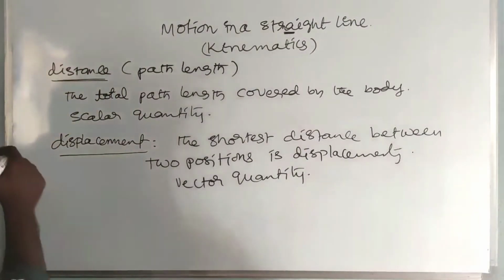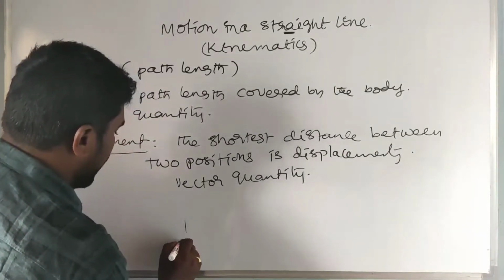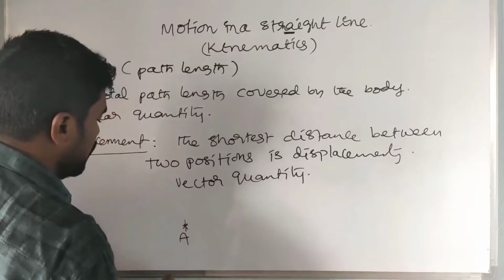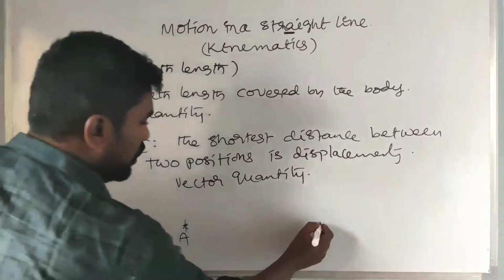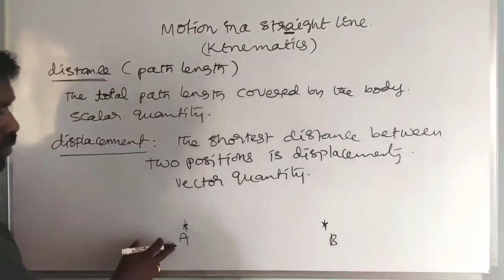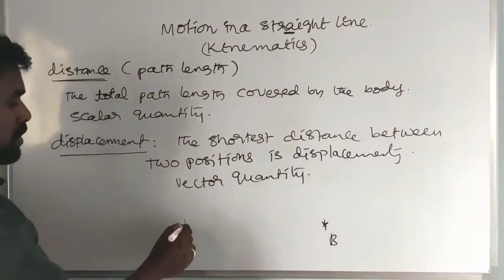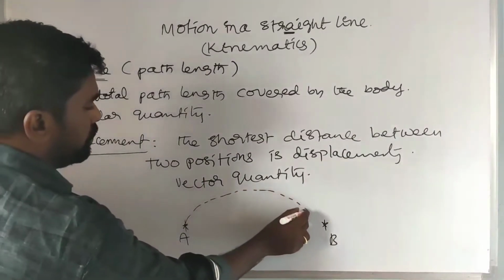For example, here there is a body at point A and it needs to move to point B. So it travels from A to B like this.